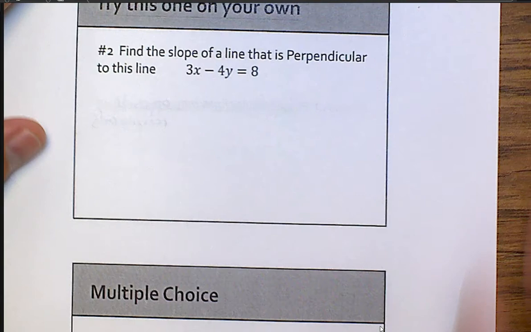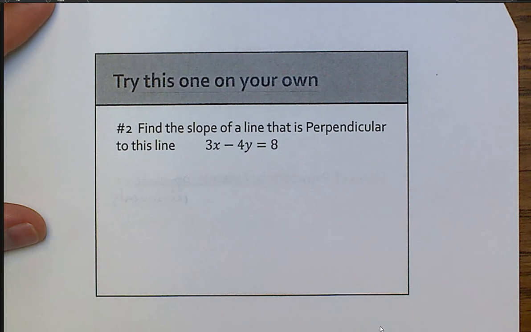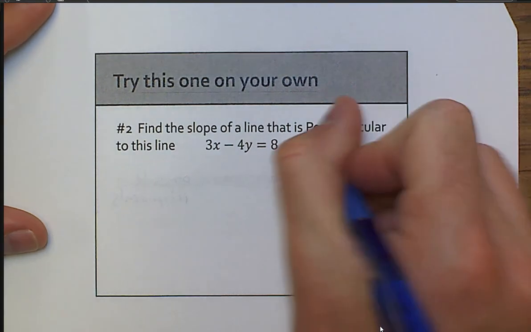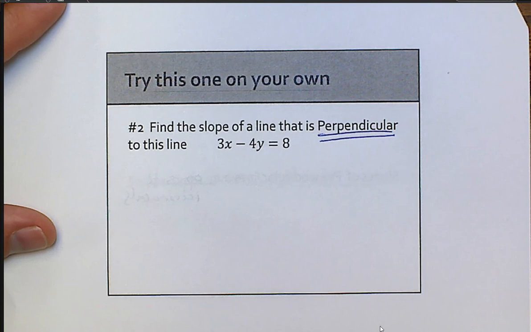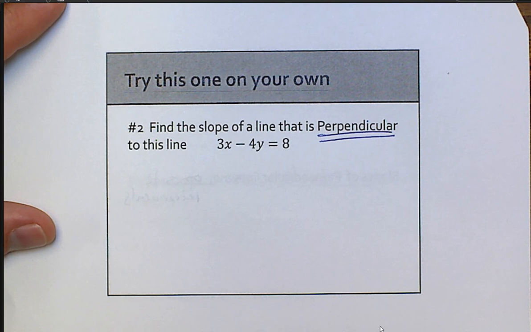Let's move on. So on this question here, number 2, it says find the slope that is, I like to underline because a lot of students will forget perpendicular versus parallel, so kind of highlight it. Find the slope of the line that is perpendicular to this line. Go ahead and hit pause, try it, and then check back with me after you hit play.